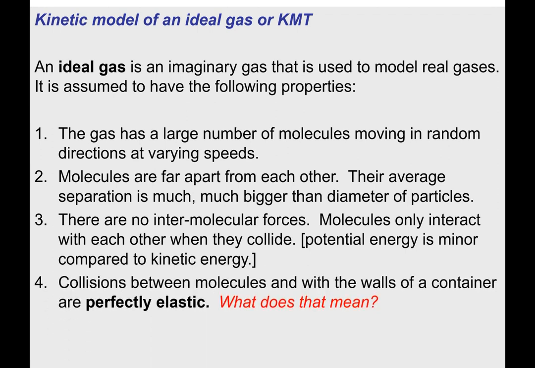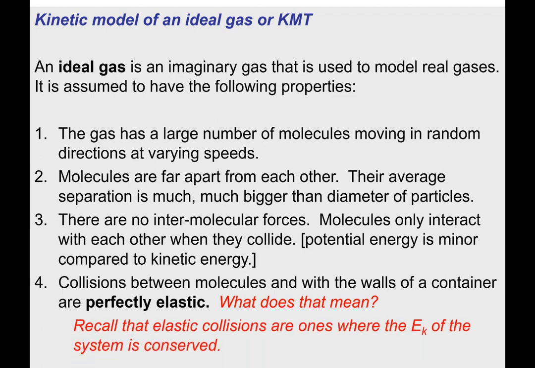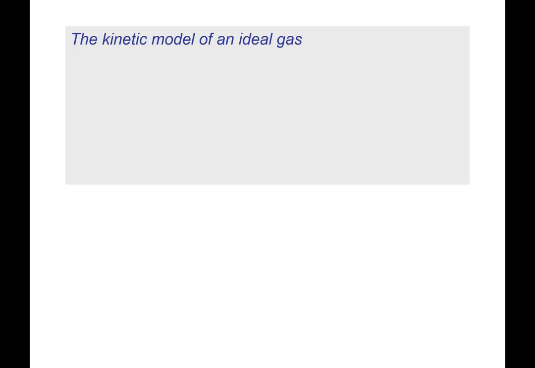And then finally, the collisions between the molecules with the walls of the container and with each other are perfectly elastic. And what does that mean? Let's just make sure we understand what an elastic collision is. This is something we talked about in last year's physics class. Elastic collisions are ones where the kinetic energy of the system is conserved. So there you have it. Those are the four assumptions. Again, these four assumptions are definitely things that I would memorize. So make sure you do that.